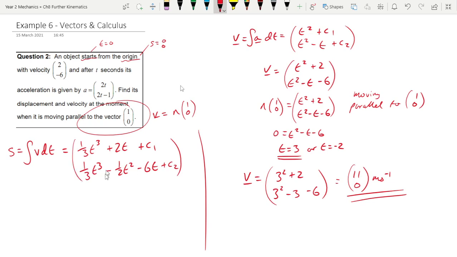Okay. Now to work out these constants, look back at the information we were given. We were told that when t is 0, the displacement is at the origin, so 0, 0. So actually c1 and c2 are both just 0. So obviously our equation is just this with these both 0. And then we want it at t equals 3. So we can then find s. So I'm going to have a third times 3 cubed plus 2 times 3. That is 15. And then do the same on the bottom, substitute in 3 into here. Now I'll get minus 13.5. And that is its displacement at that point in time. There we are.